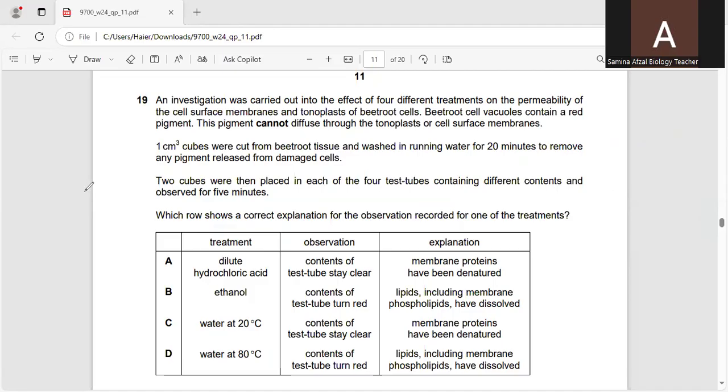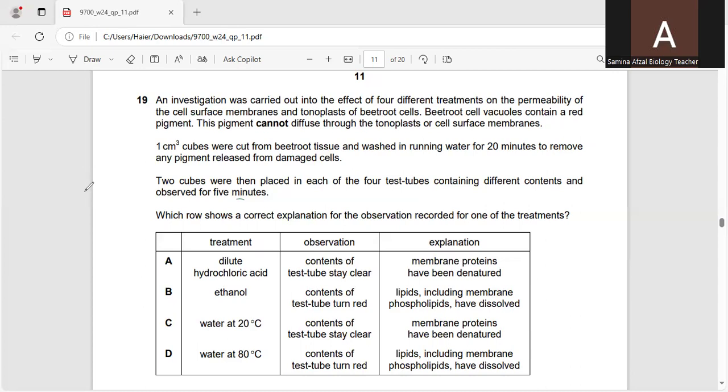1 cubic centimeter cubes were cut from beetroot tissues and washed in running water for 20 minutes to remove any pigment released from damaged cells. 2 cubes were then placed in each of the 4 test tubes containing different contents and observed for 5 minutes. Picture shows a correct explanation for the observation recorded for one of the treatments.